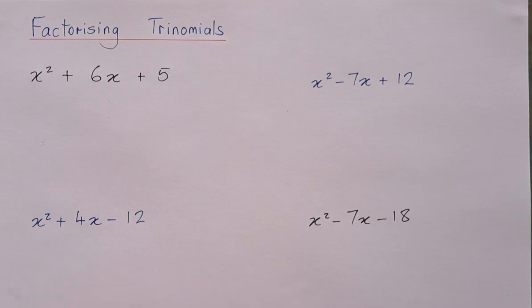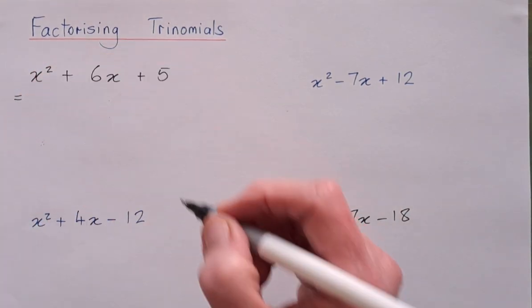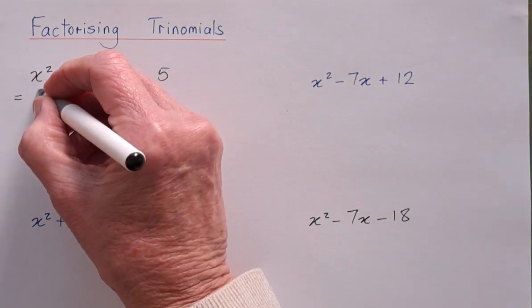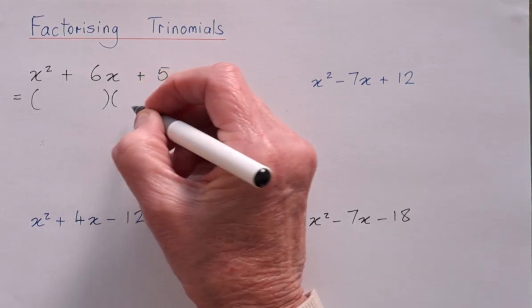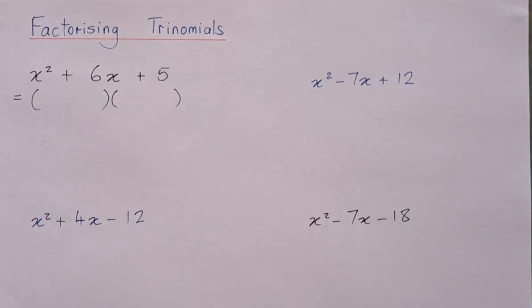So what I really want to convey today is how to work out how to generate the two brackets that factorizing a trinomial will do, and how to work out the signs inside the brackets. So first of all, as I've said, we are going to generate two brackets as we factorize it. And in the two brackets, each bracket's going to contain a binomial.